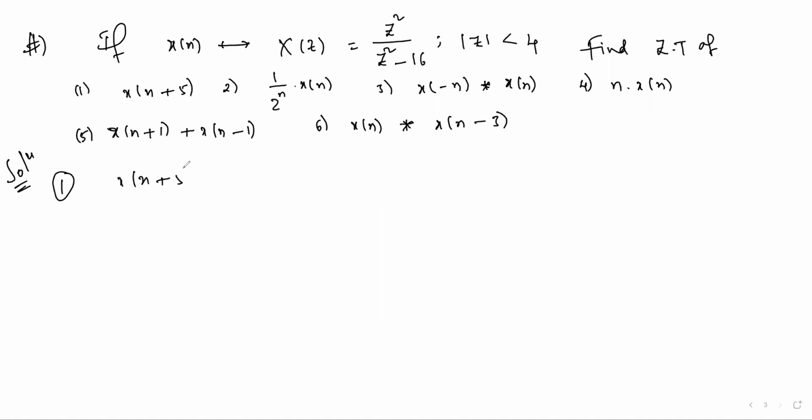X of n plus 5. The transform is time shifting property. So x of z multiplied by z raised to 5. X of z given z square by z square minus 16 into z to the power of 5.